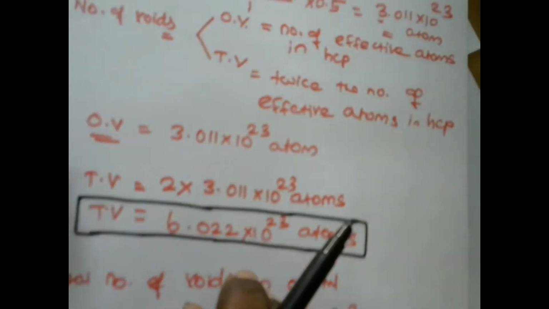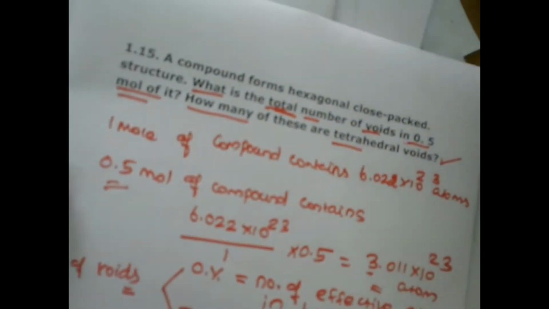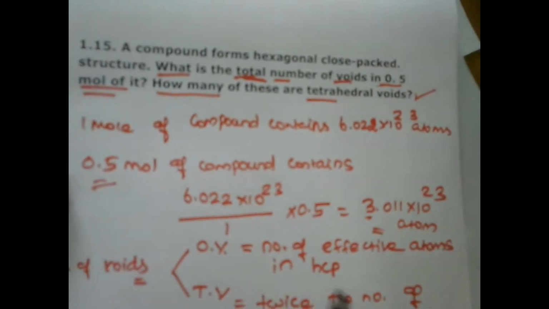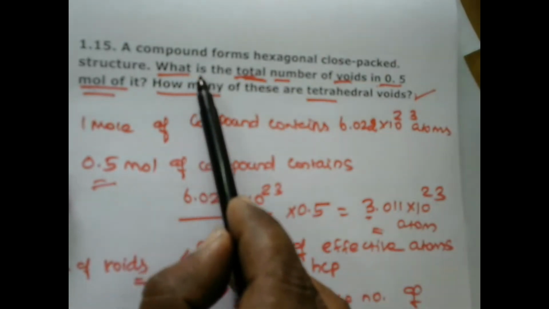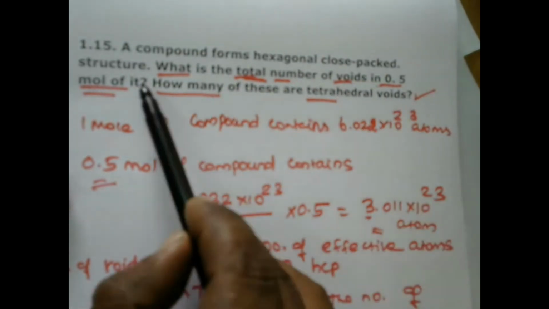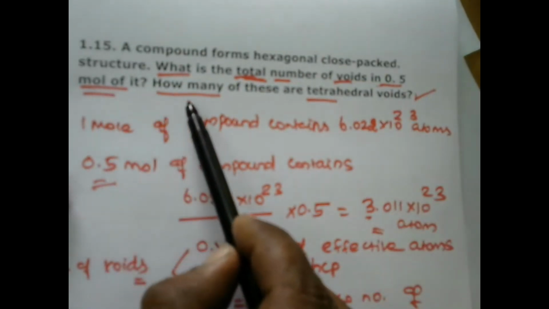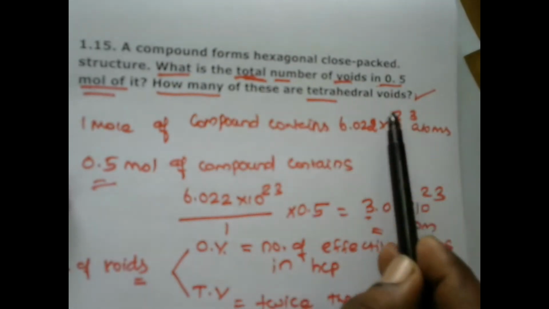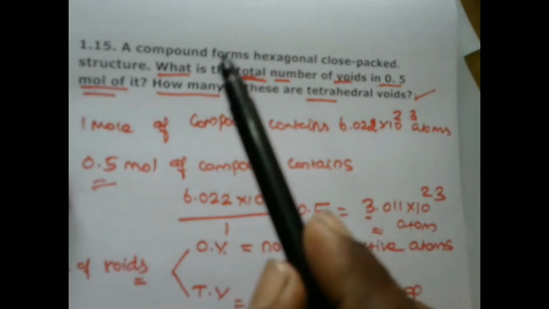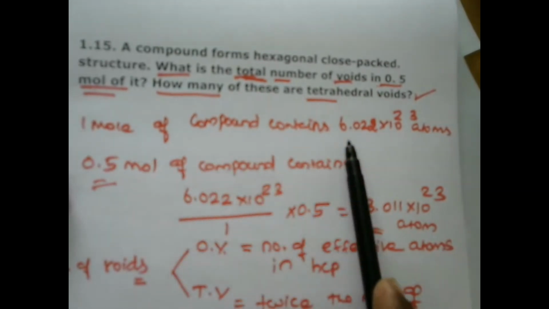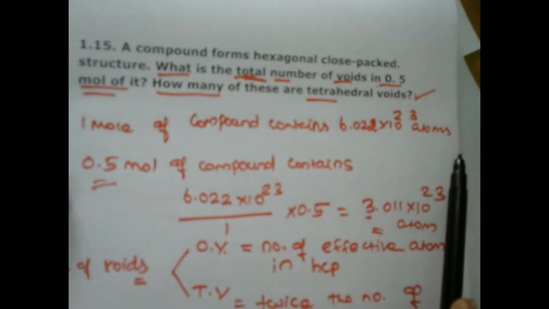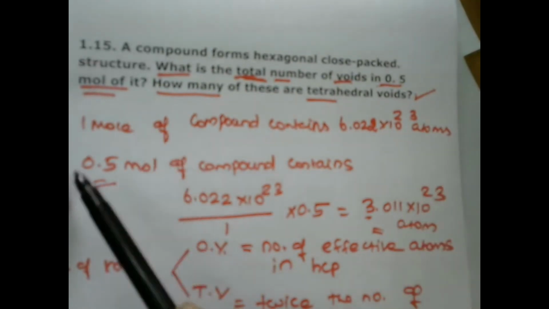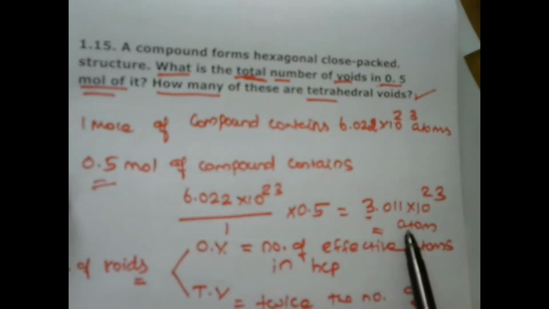Okay, that's the answer. Coming back again to the question here. Yes, a compound forms hexagonal close packed structure. What is the total number of voids in 0.5 mole of it? How many of these are tetrahedral voids? So for that, first we start from 1 mole of compound contains so many atoms. So 1 mole of compound contains 1 Avogadro number of atoms, by using the unity method. Then 0.5 mole of compound contains so and so atoms, we have taken.